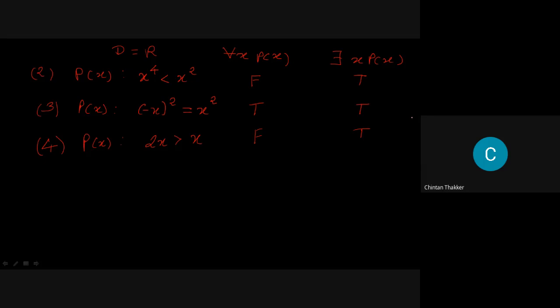And for positive numbers, if we take x equal to 1, then we have 2 is greater than 1. So for x equal to 1, P of 1 is true. So P(x) is true for x equal to 1. Therefore, it is a witness. So there exists x P(x) is true. That's one more example.